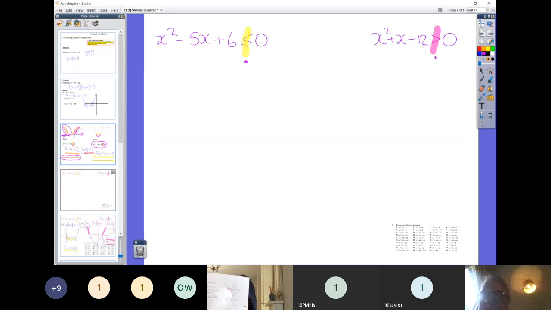See how you're getting on. So the one on the left, our two magic numbers multiply.